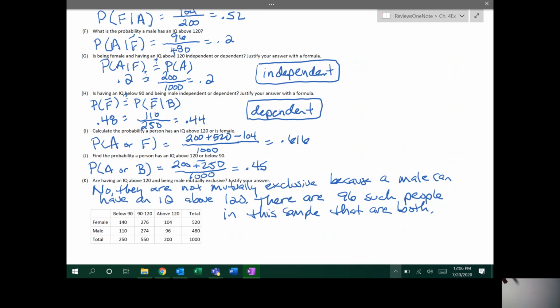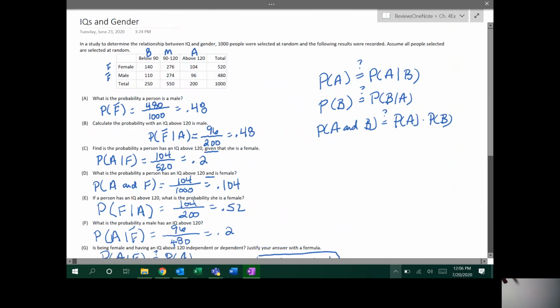So a very long question, but again, hopefully this is anything that you could ever want to know about a contingency table. But of course, if you have questions, please feel free to ask.